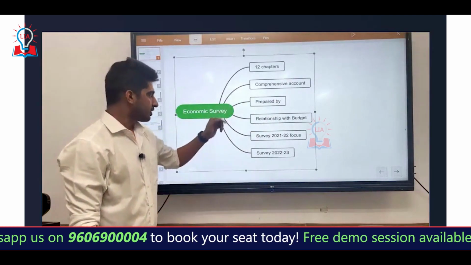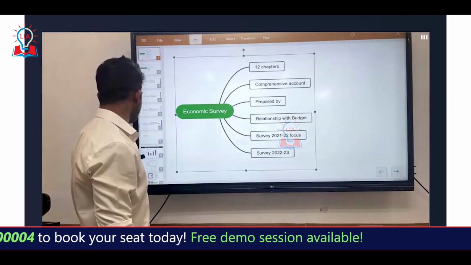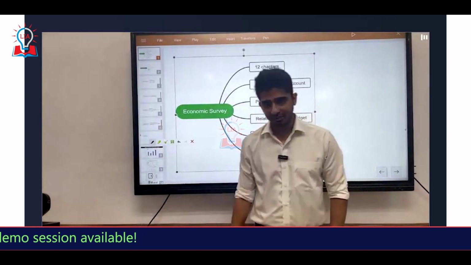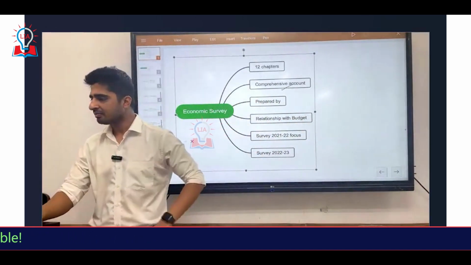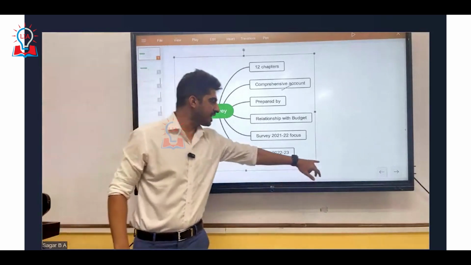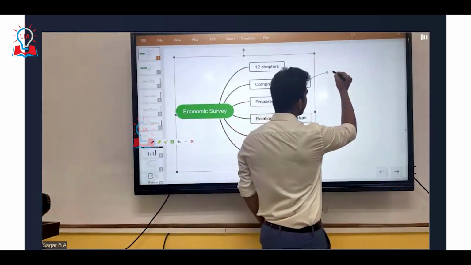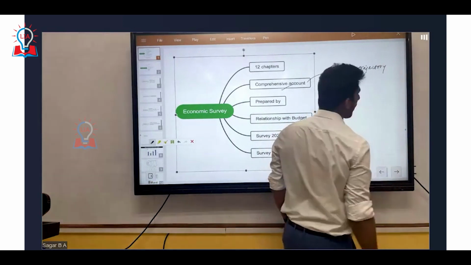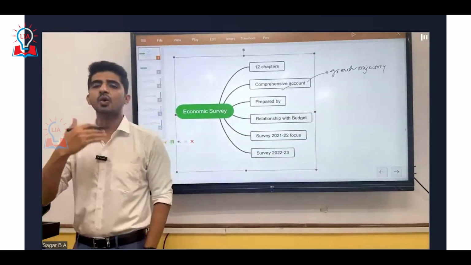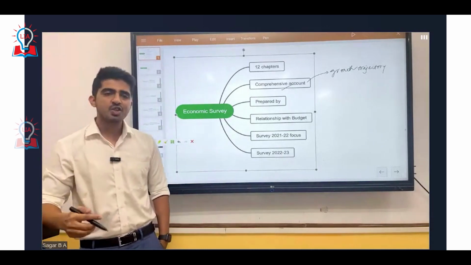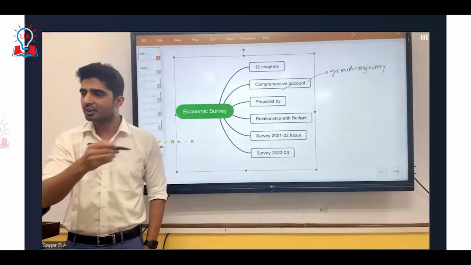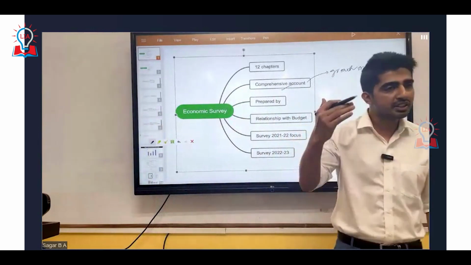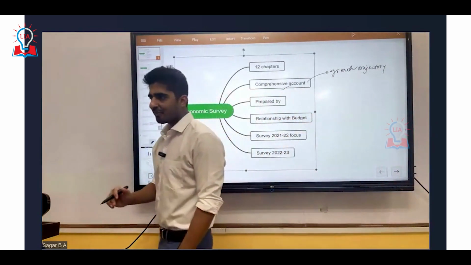So what is this economic survey? This economic survey is a comprehensive account of the growth trajectory that a country takes. In what way is it developing? As in the growth rates, how are they moving? So we keep saying 5% growth rate last year, this year 6% growth. That is the growth trajectory. It not only gives the idea about the previous years, it also gives the idea about the upcoming years.